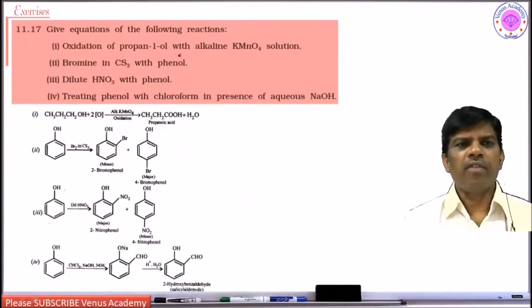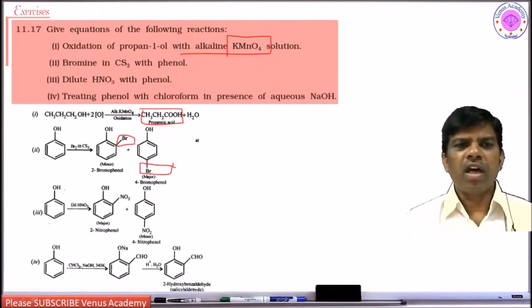Oxidation of propanol with alkaline KMnO4. Alkaline KMnO4 is a strong oxidizing agent. It makes propanol to carboxylic acid. And bromine in CS2, so bromine in CS2, what is going to be there? It is straight away given in your textbook. It gives ortho and para only one bromo. Yes. So what is the major product? Bromo. Major product is para.